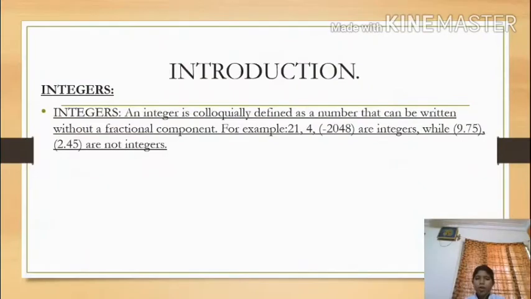An integer is colloquially defined as a number that can be written without a fractional component. For example, 21, 4, negative 2048 are integers, while 9.75, 2.45, etc. are not integers.